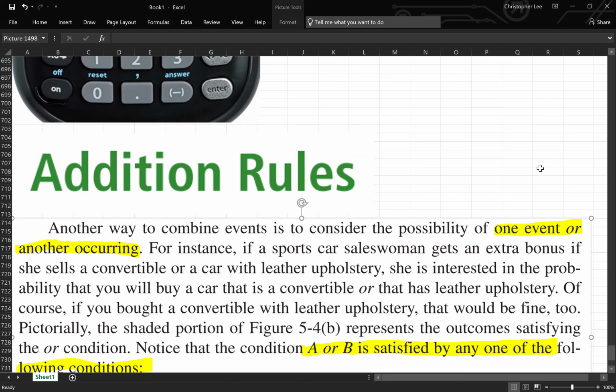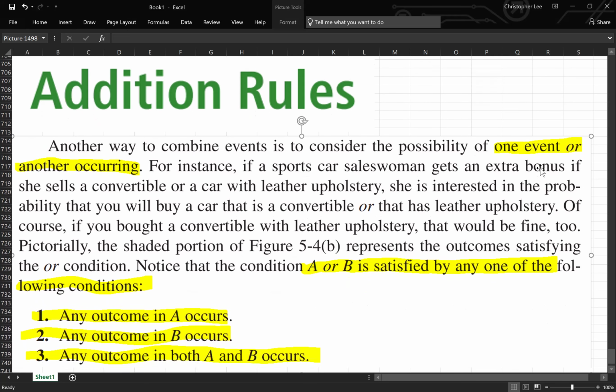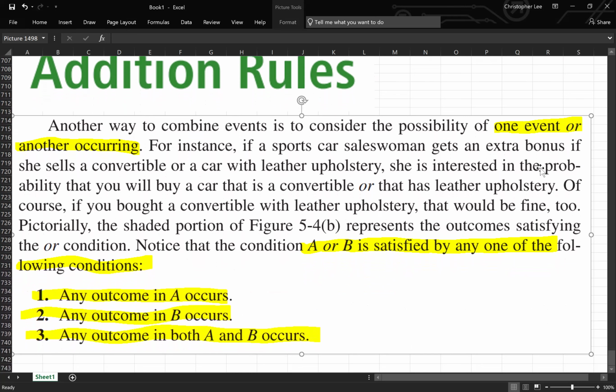Pictorially, the shaded portion of this image represents the outcome of satisfying the or condition. Notice that the condition for A or B is satisfied by one of the following: any outcome in A occurs, any outcome in B occurs, or any outcome in both A and B occurs. So it's one or the other, right?